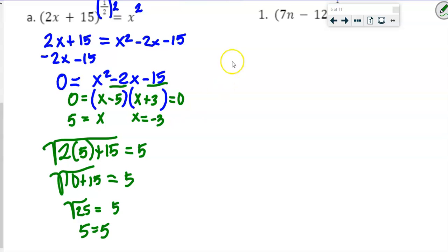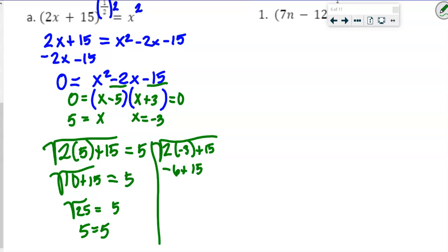All right, so the next one, we're going to put negative 3 in there. And y'all, we just did this problem, so I don't really want to do it again. We know that this is not going to work, but I'll do it. 2 times negative 3 plus 15. That's again a square root. So this is going to be negative 6 plus 15.